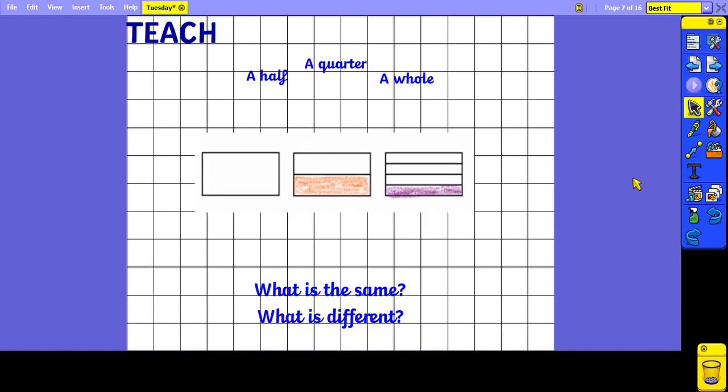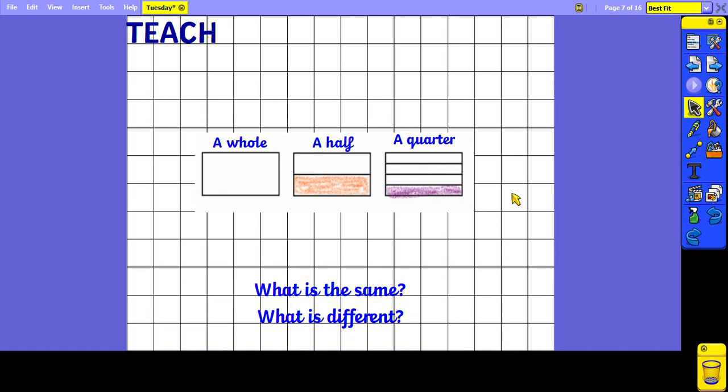Here we've got three rectangles. We're matching the labels up again. Beginning here, we've got a whole. The rectangle hasn't been split into any parts. The second one, we've got a rectangle with one, two parts, and just one part has been coloured in to show a half. And finally, we've got one, two, three, four parts, and just one has been coloured in to show a quarter.